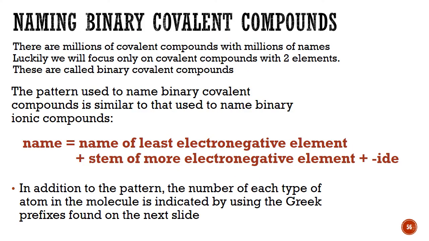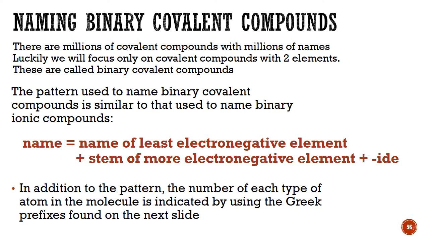Okay, let's take a brief detour and talk about how we can name covalent compounds. They're a little bit different than ionic compounds. The only ones we're going to worry about are binary covalent compounds, which means they only have two different types of elements involved in the molecule. There are millions and millions of covalent compounds and millions of names, and some of them are very complicated. There's organic chemistry, which has a whole different naming system that you have to take a whole year-long course to learn. But the ones we're going to focus on are these binary covalent compounds.